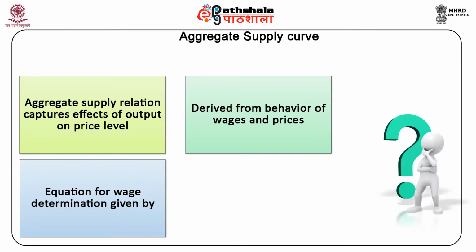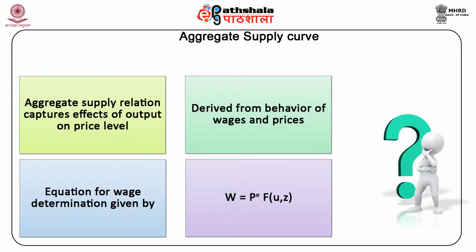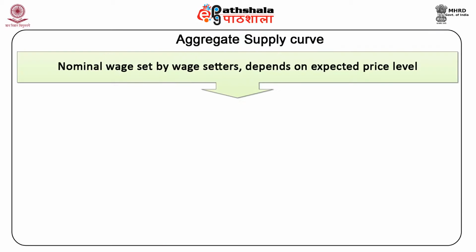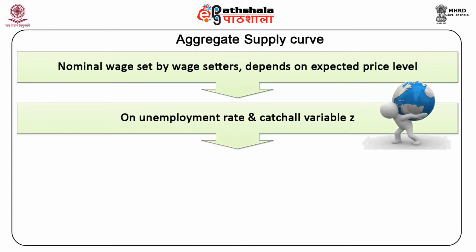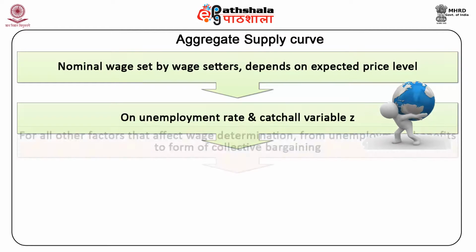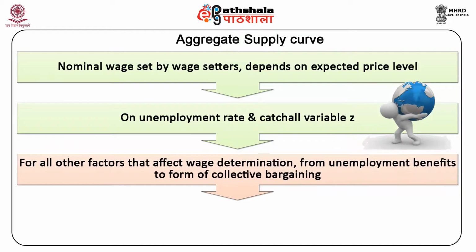The equation for wage determination was given by W is equal to P^e times F(U, Z). The nominal wage W set by wage setters depends on the expected price level P^e, on the unemployment rate U, and on the catch-all variable Z for all other factors that affect wage determination, from unemployment benefits to the form of collective bargaining.